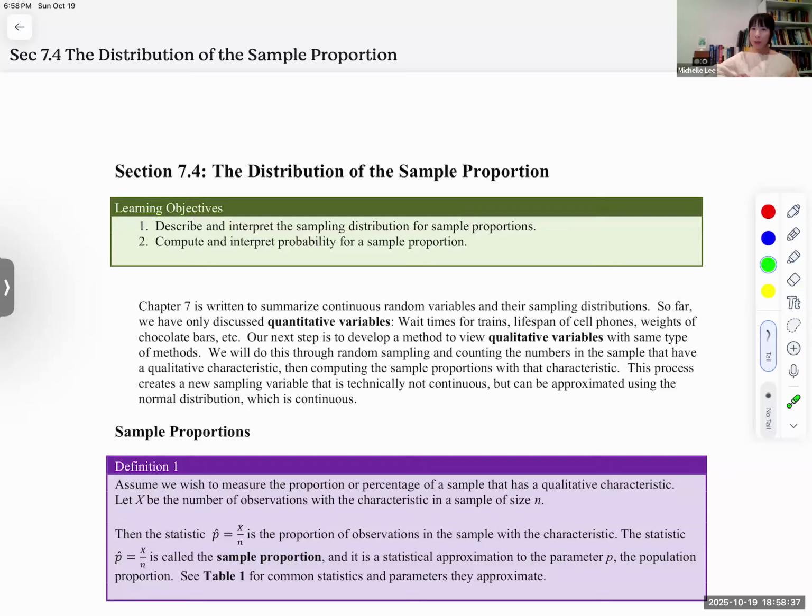Previously we learned about the sampling distribution of the sample mean, right? We had a single sample mean. Why are we doing a sample mean? Because we want to estimate the population mean, right? But then we had so many sample means.